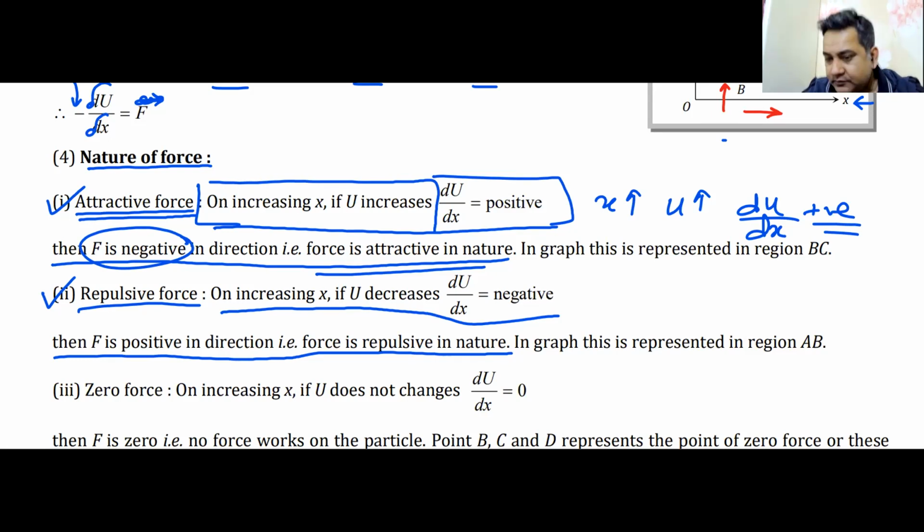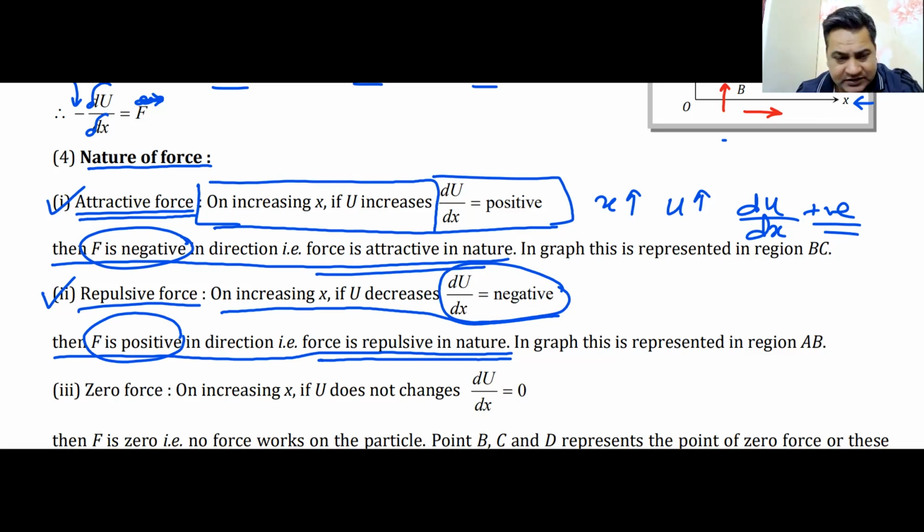U is decreasing, so slope is negative. Basically, when I'm increasing the distance, potential energy is decreasing, right? And in that case, it is the opposite of attraction. The slope becomes negative, the derivative of energy is negative. Therefore, force becomes positive. And if the force becomes positive, it becomes repulsive in nature. That is exactly opposite of the attractive force.